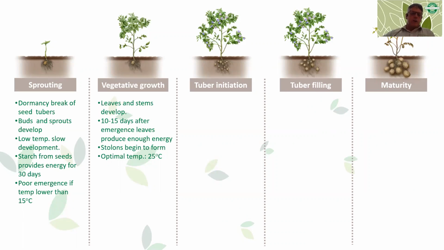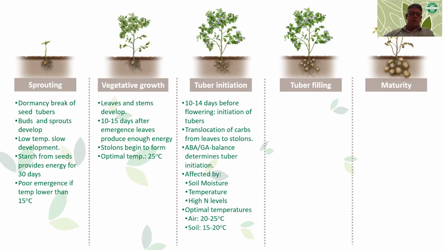Your vegetative growth phase is the second phase. Your leaves and stems are developing. You've got 10 to 15 days after emergence where the leaves start producing their own energy, or enough energy for the plant to continue. So if you think you've got your sprouting 10 to 15 days or 15 to 30 days of sprouting to emergence, you don't have a lot of time for your leaves to start producing energy. Your stolons are also beginning to form at this stage, and you're looking for an optimal soil temperature, air temperature of around 25 degrees.